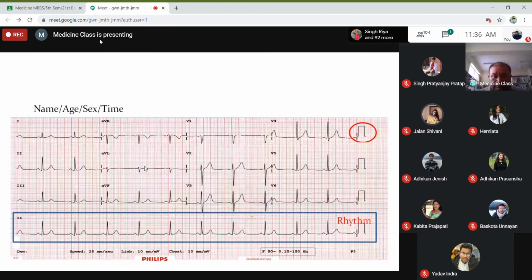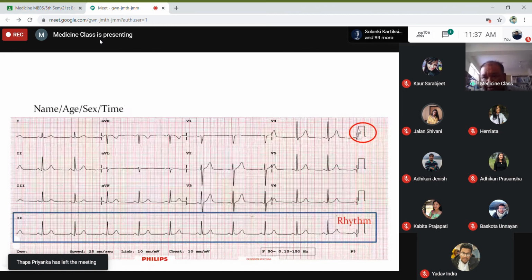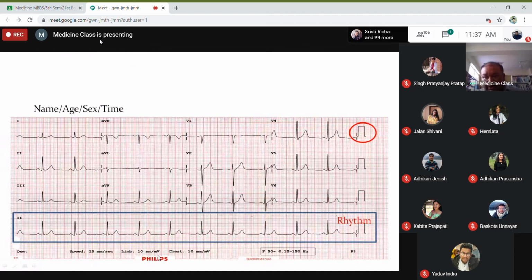Next, if you have noticed, there is a marker, something like this over here. What this designates is the same as this one: 10 millimeter per millivolt. If you count the small squares, there will be 10. So this is the normal calibration. This also indicates that the stylet is in good condition.